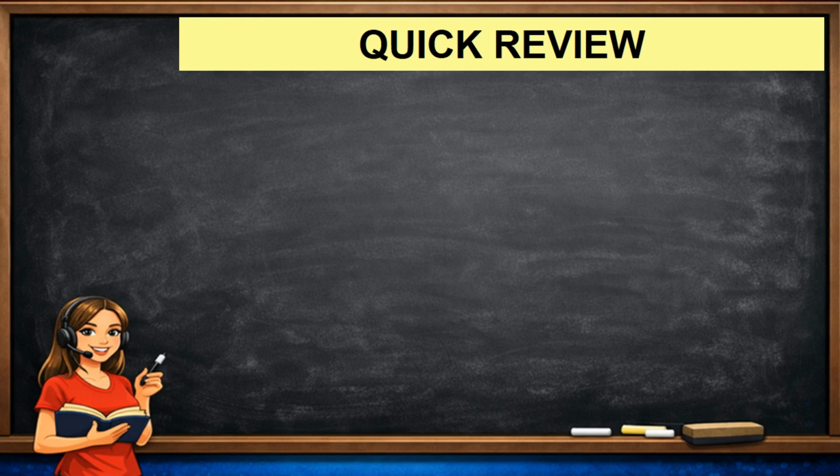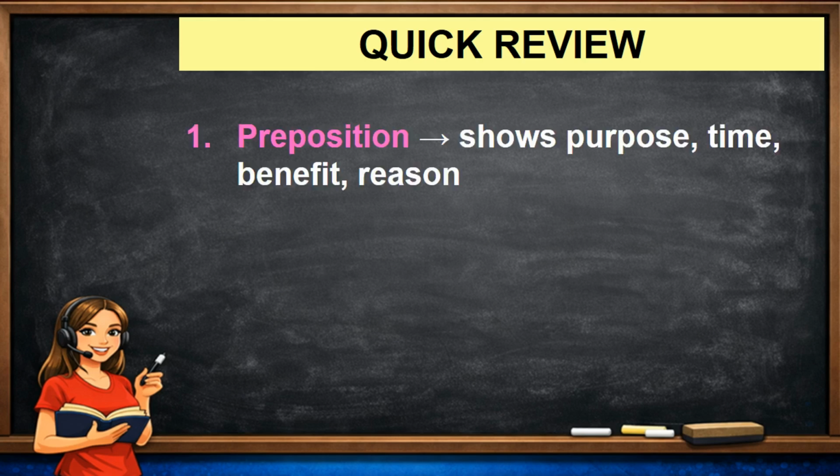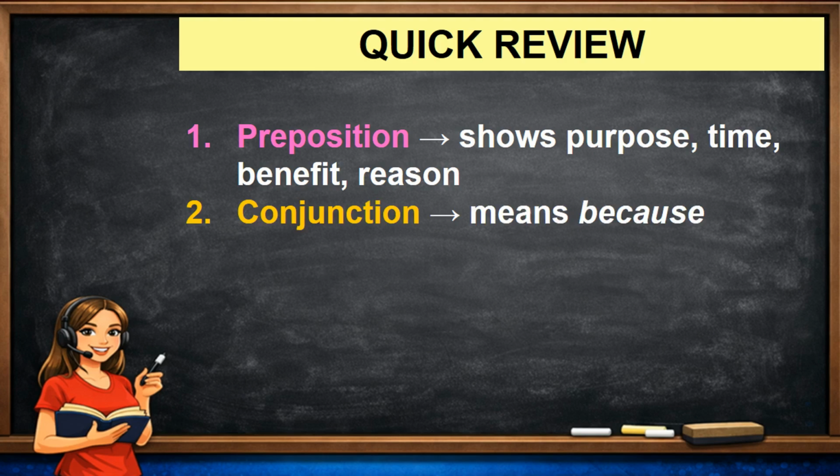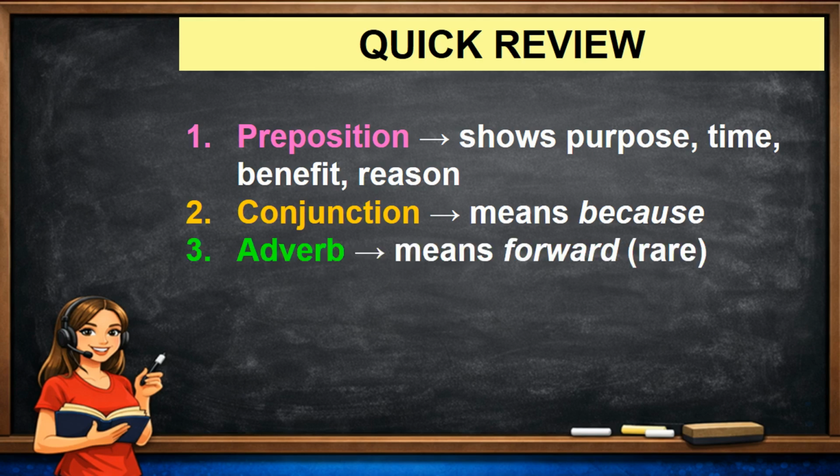Quick review. Remember, for is used as 1. As a preposition, it shows purpose, time, benefit, reason. 2. As a conjunction, it means because. 3. As an adverb, it means forward, but it is rarely used in daily English.